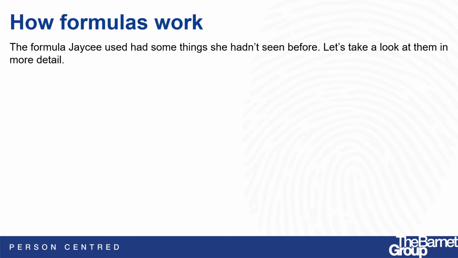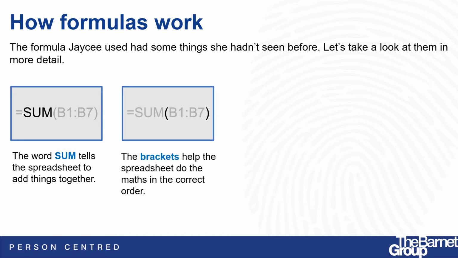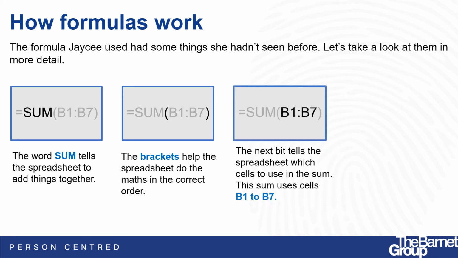The formula Jacey used had some things in it she hadn't seen before, so let's take a look at them in more detail. The word sum tells the spreadsheet to add things together. The brackets help the spreadsheet to do the maths in the correct order. The next bit tells the spreadsheet which cells to use in the sum. This sum uses cells B1 to B7.